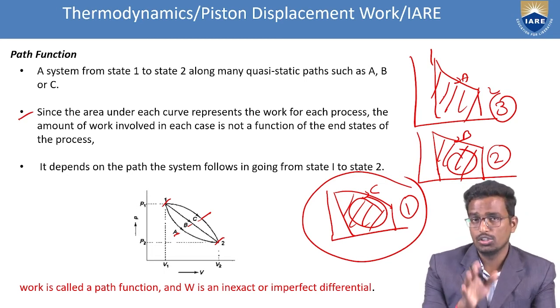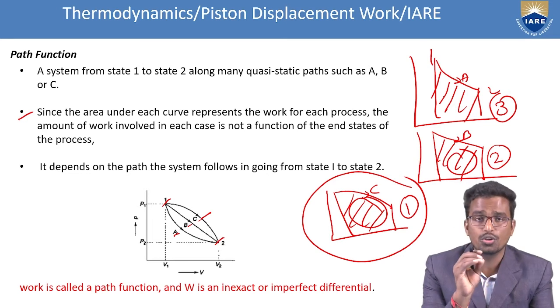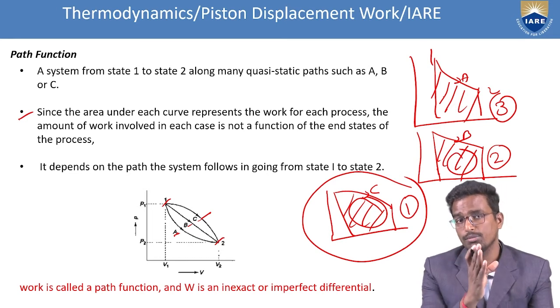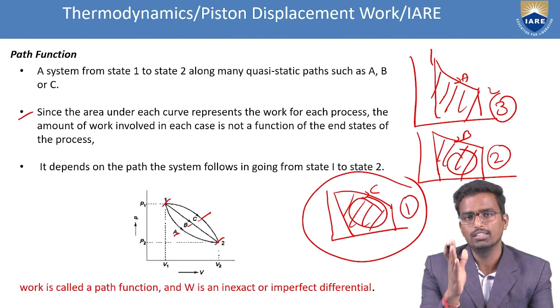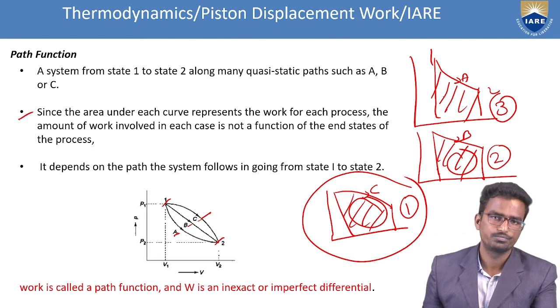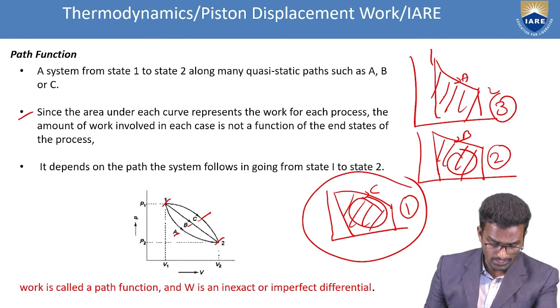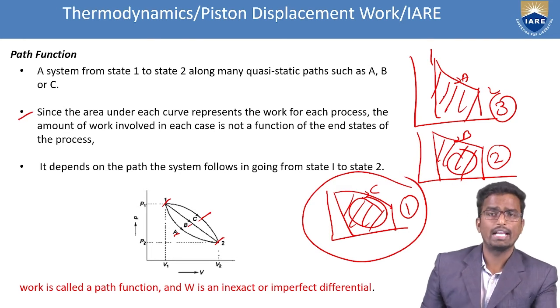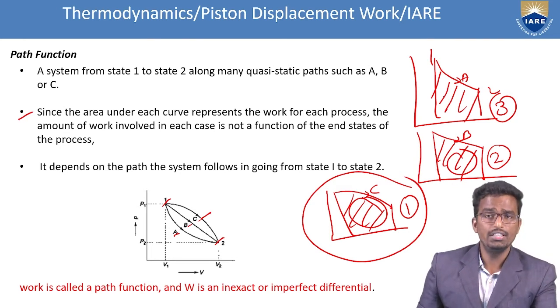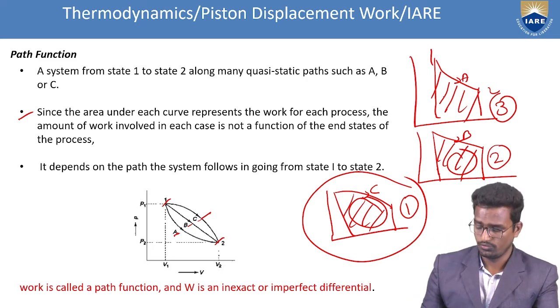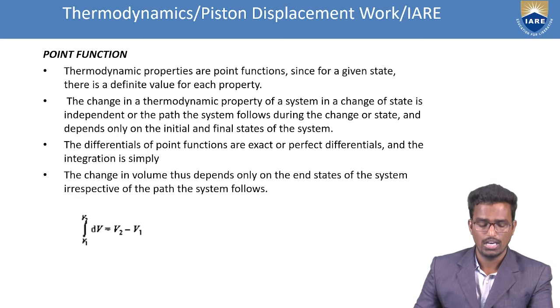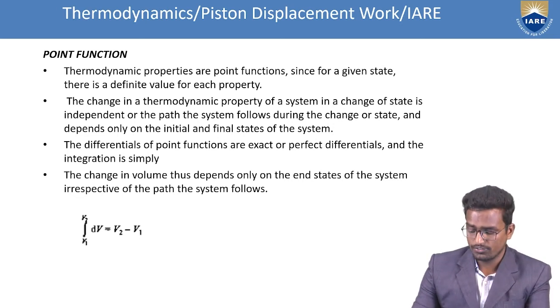So that's why the work done does not depend on the state of the starting point or the state of the end point. It depends on what path you are taking. It depends on the parameter, right? So work is called a path function, and work is an inexact or imperfect differential. So path function is that one.